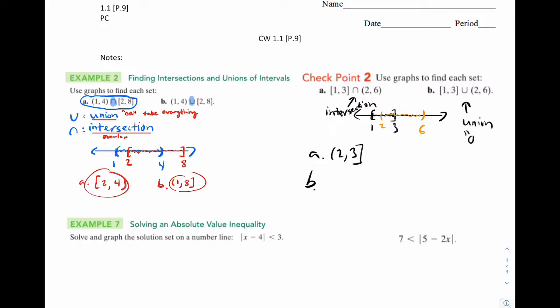B, that's a union. Union is another word for or, meaning as long as it satisfies either of those conditions, we're good. So take the whole thing we shaded, which is inclusive 1, 6, exclusive. And now we're done.